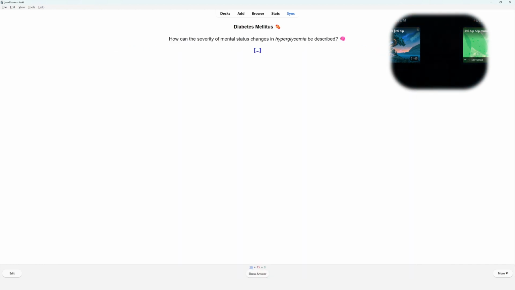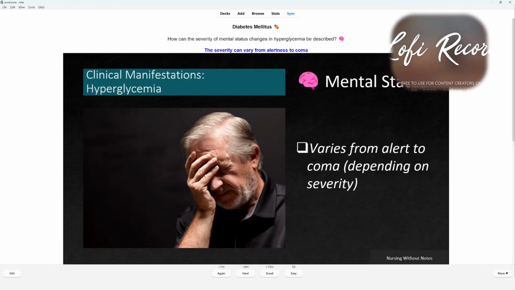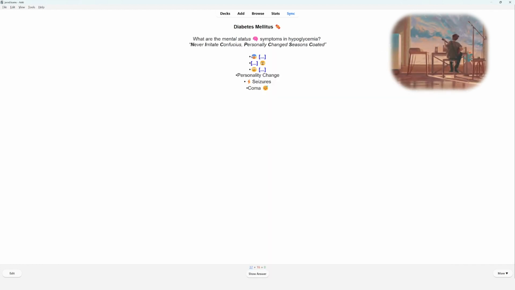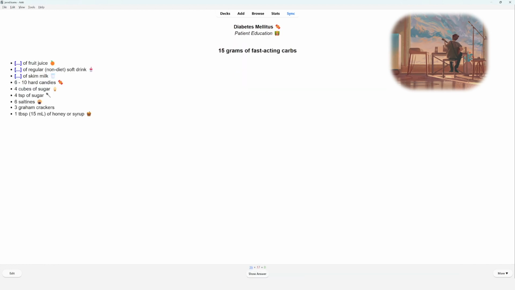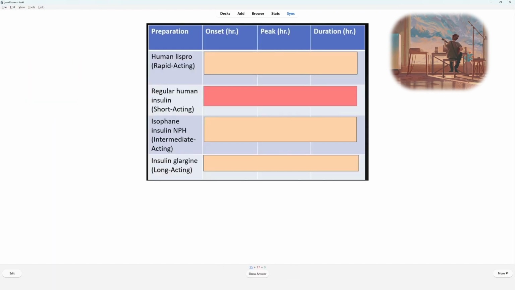How can the severity of mental status change in hyperglycemia be described? It's all over the place, from alert to coma. What are the mental status changes in hypo? Definitely irritability, confusion, nervousness. Treatment is 4 ounces fruit juice, 4 ounces of soft drink, or 8 ounces of skim milk. Half an hour, 2 to 4, 5 to 7.